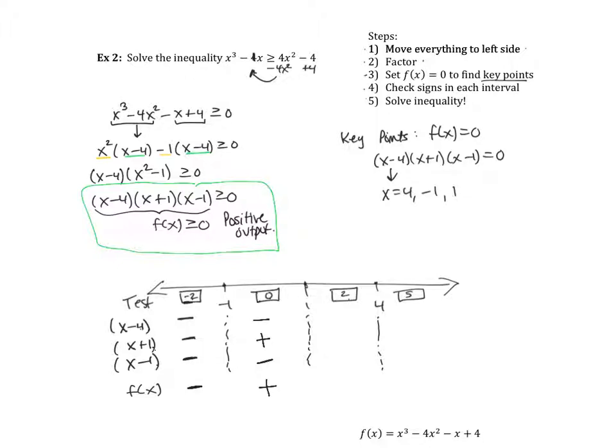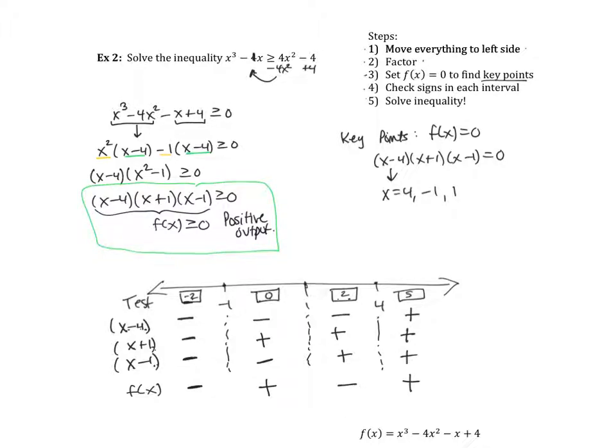Moving on, 2 minus 4, that's negative. 2 plus 1, that's positive. 2 minus 1, that is positive. Negative times positive is negative. One more. 5 minus 4, that is positive. 5 plus 1, positive. 5 minus 1, positive. So the product of each of those is positive.